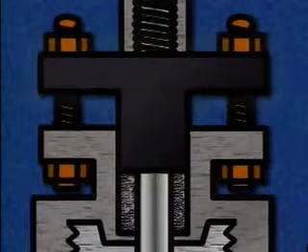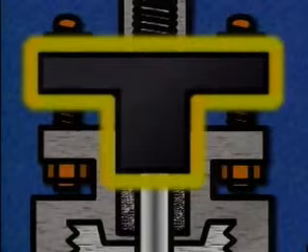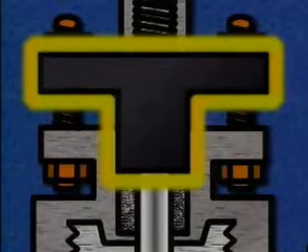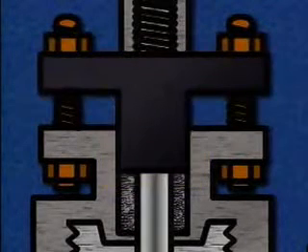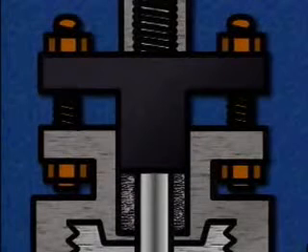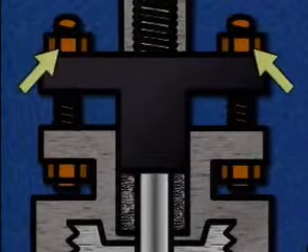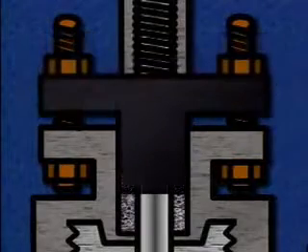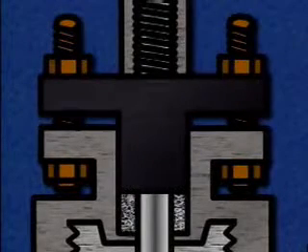To compress the packing, a component called the gland follower is attached to the valve. The gland follower can be bolted or threaded onto the valve bonnet. When the gland follower bolts are tightened, the packing is compressed to prevent leaks.